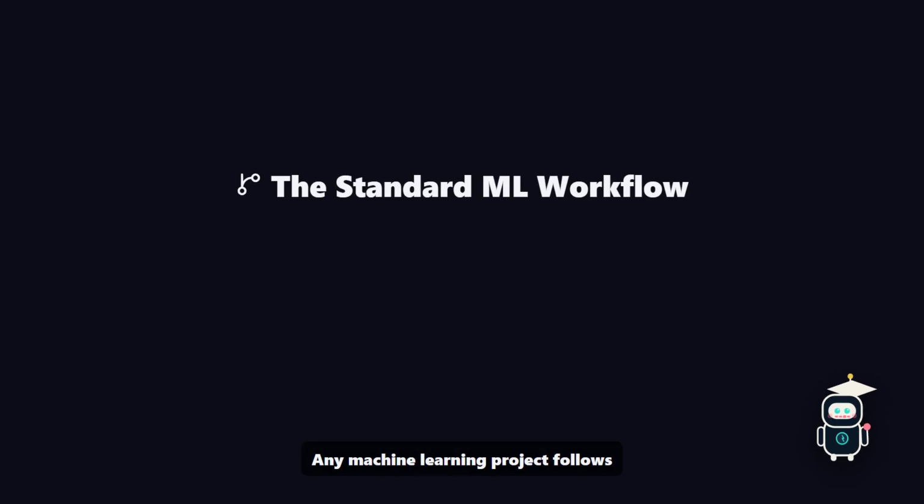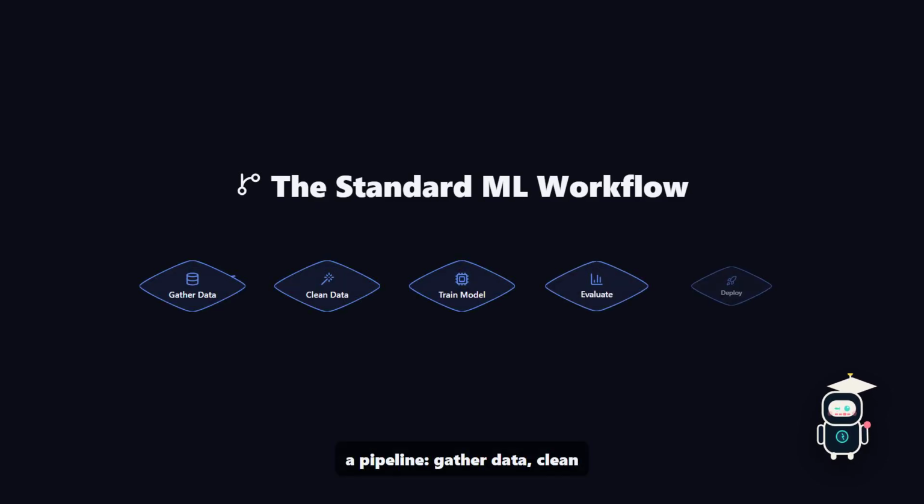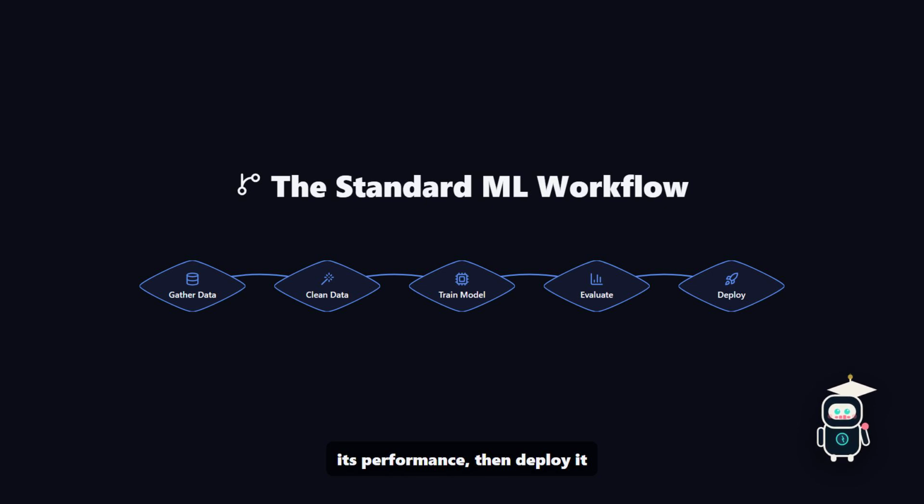Any machine learning project follows a pipeline. Gather data, clean it, train a model, evaluate its performance, then deploy it to production. Understanding this flow helps you plan real-world AI projects.